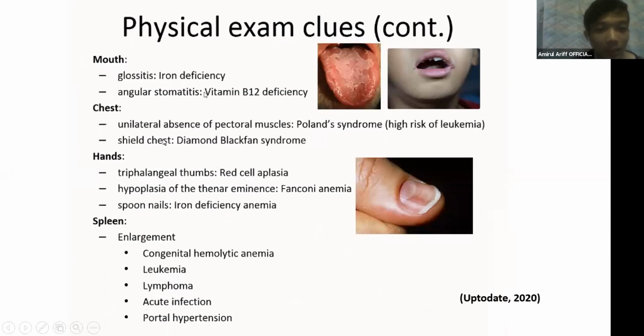The sign that we can look for is glossitis in iron deficiency anemia, and angular stomatitis in vitamin B12 deficiency anemia. For the chest, we will not talk in detail about that, but this is up to date. And usually we commonly hear about spoon nails due to iron deficiency anemia, and spleen enlargement as well. This is usually due to a complication of this disease.